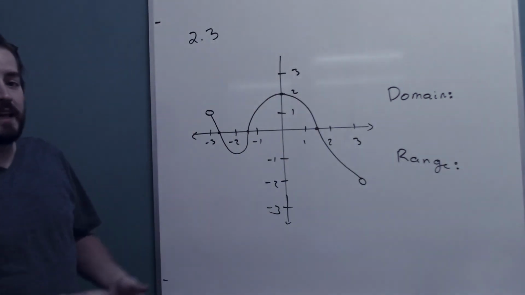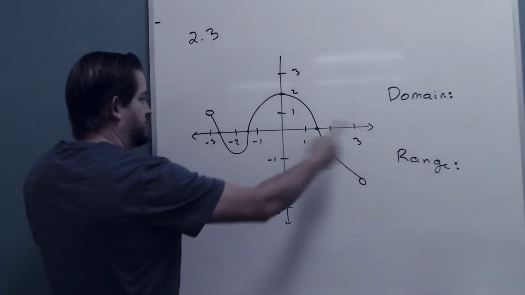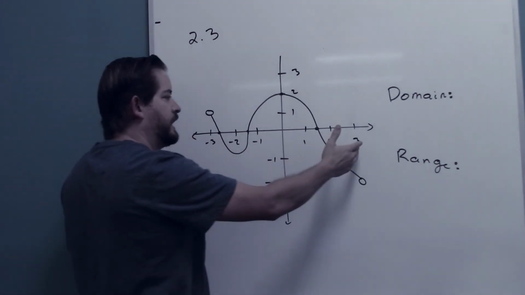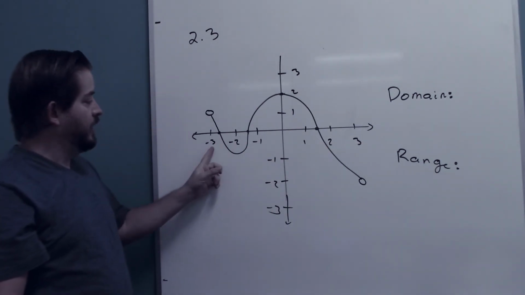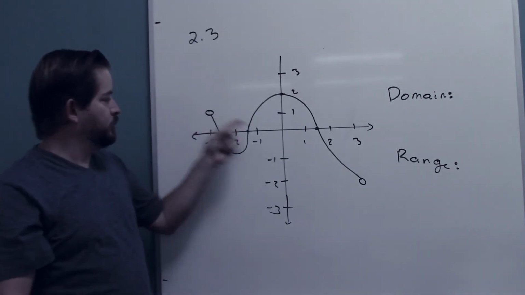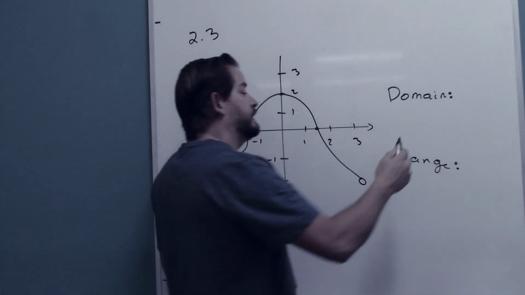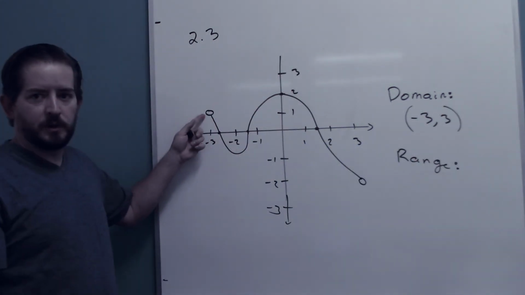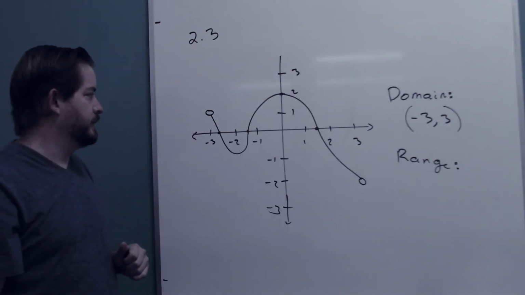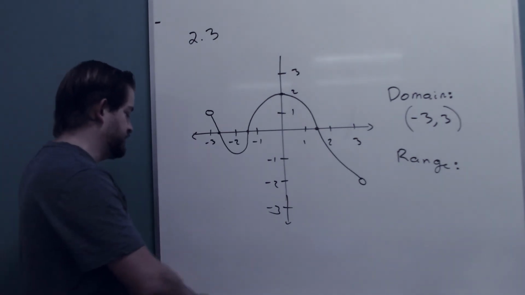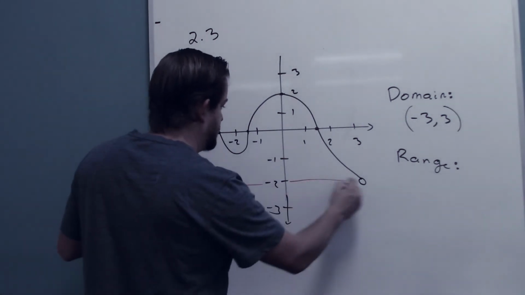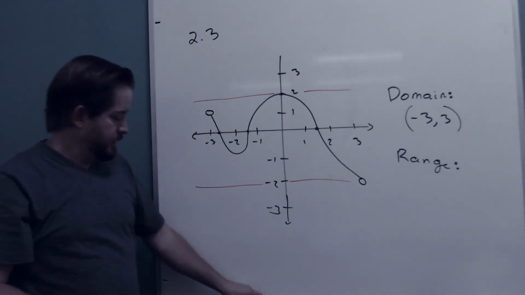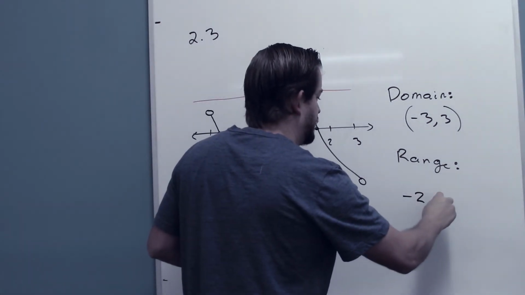The domain again is all of those x values. So we're looking at all of the values on the x-axis where you can look up or look down and you'll find a point, right? And that's everything between -3 and 3, but not the endpoints, because they're open. So the domain here is from -3 to 3, but it's parentheses because we have an open, not included point. And then the range is just the y values, and all of those y values happen between -2 and +2. And so my range is from -2 to +2.